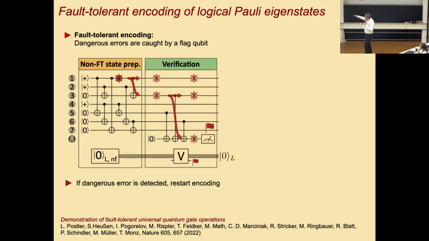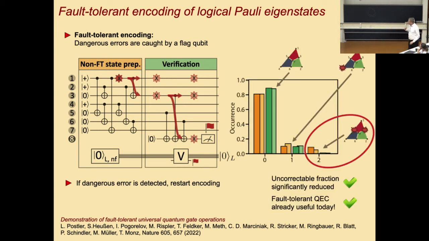And then when this flag tells you it looks good, you are guaranteed by the circuit construction that no single error, no matter where it happens, can lead to an uncorrectable error. That's the promise, and this is what it looks like in experiment. So you see here the occurrence of the different error events, where 0 means that there are no bit flips on this logical 0. And the orange bar is what you get when you just do this non-fault-tolerant state preparation.